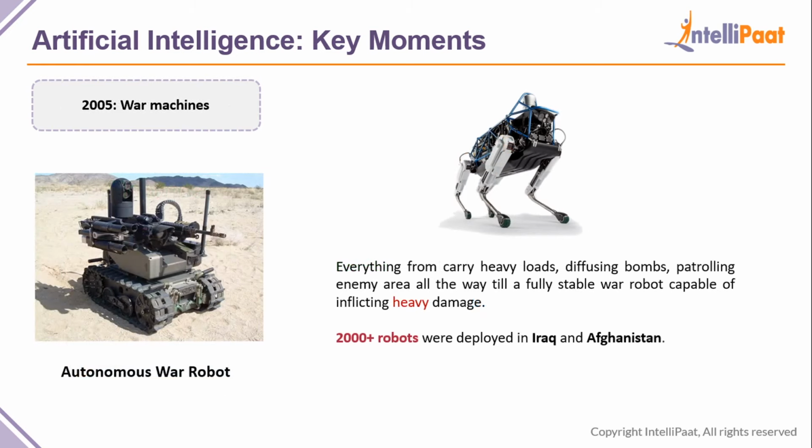It is a very expensive unit as well for a cleaner. So coming to more robots, in 2005 we started getting war machines. On the left you can see an entire machine which can probably win a lot of wars. Basically they use robots today to carry heavy loads, to defuse bombs, patrol enemy areas, and a fully stable robot like the one you can see on your left side can inflict heavy damage to a lot of personnel. Many people realize this because more than 2000 robots were deployed in Iraq and Afghanistan back in the day.